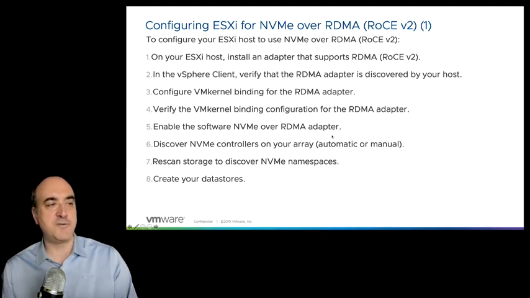Then enable the software NVMe over RDMA. That's like creating a software iSCSI adapter. You'll just create it through that wizard. In fact, you just don't choose software iSCSI, and this time you'll select the software NVMe adapter. Then it will discover the NVMe controllers on your array. You can have it set to automatic or manual. Basically, it's over the Ethernet network, so it can be set to do the whole rescan for the adapters, and then create your datastores on those devices.